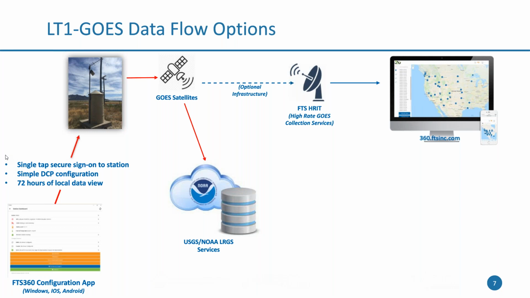We've been doing GOES as a company for quite a long time, and we're very familiar with this data path. One of the things we realized is that once you get outside of the USGS and folks that have also been doing GOES for a long time, not a lot of people have infrastructure to collect this data. So FTS has built an optional infrastructure, which we call our FTS360 cloud platform.